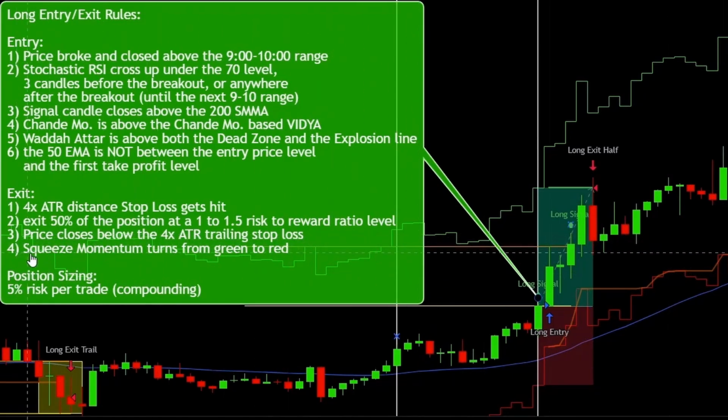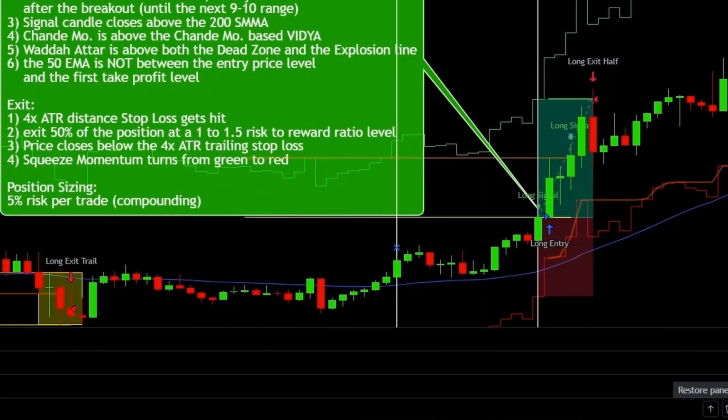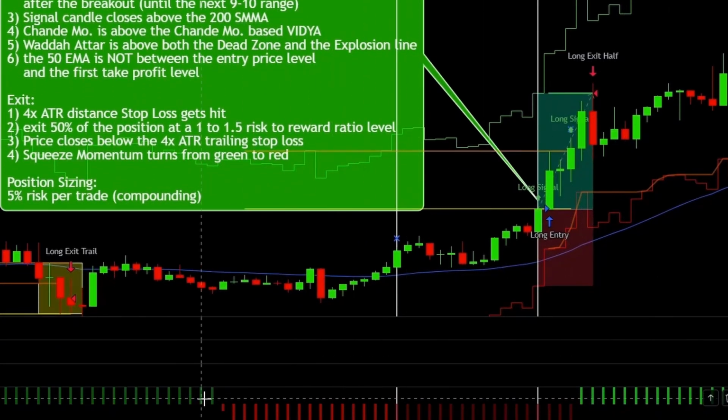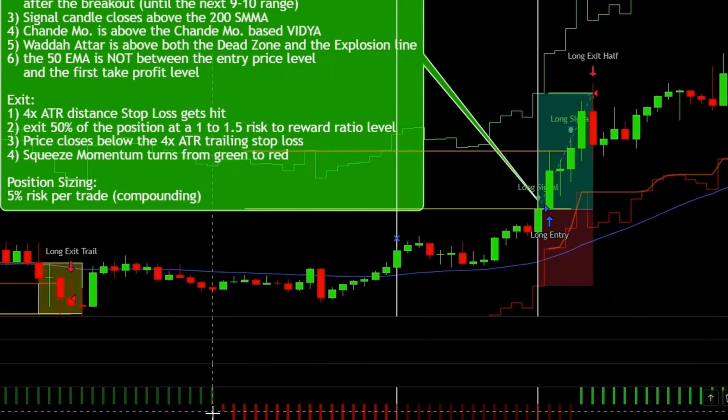And the final exit rule is that we will exit the full position if the squeeze momentum turns from green to red. On the bottom, we set up our squeeze momentum. It will be printing green and red bars. So if you are in a long position and you see something like this, a green bar turns into a red bar, this is an exit signal.